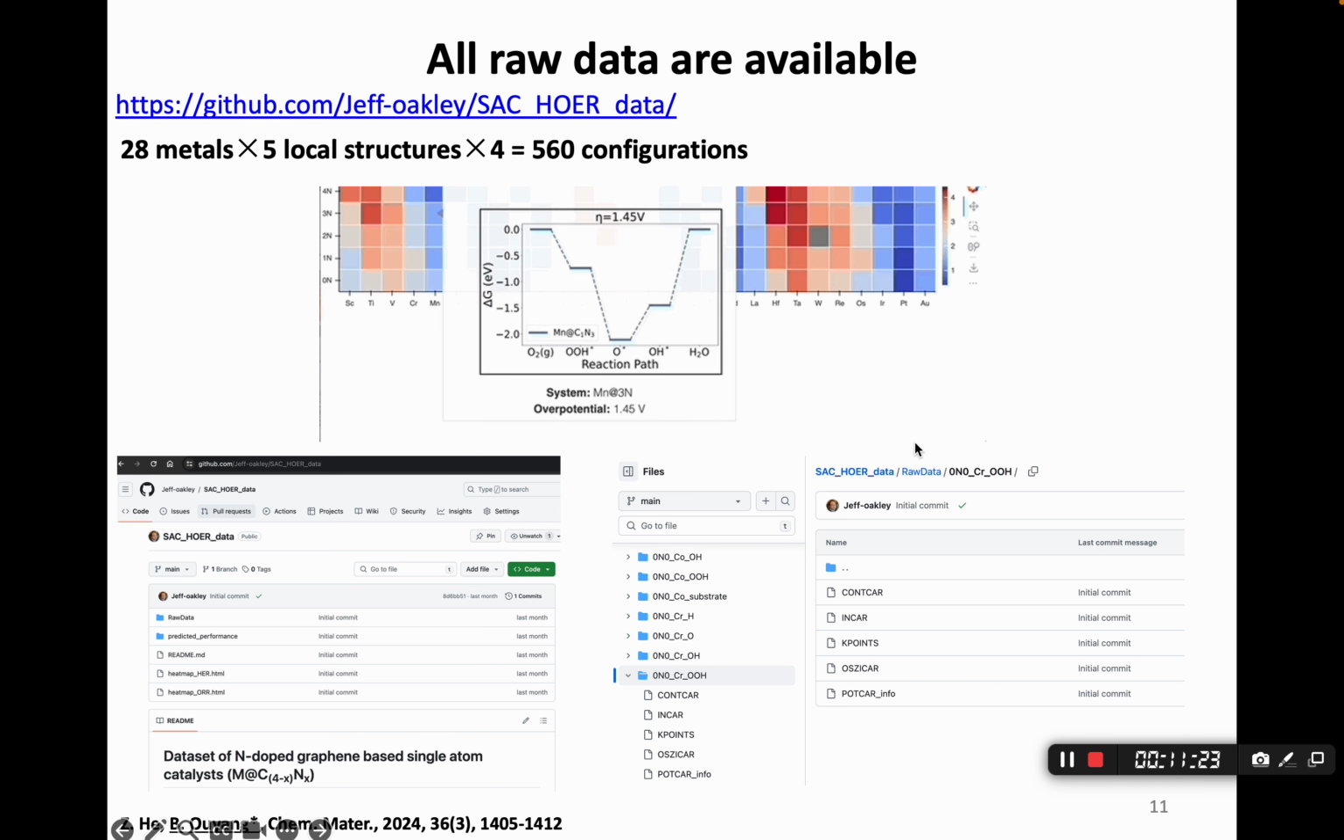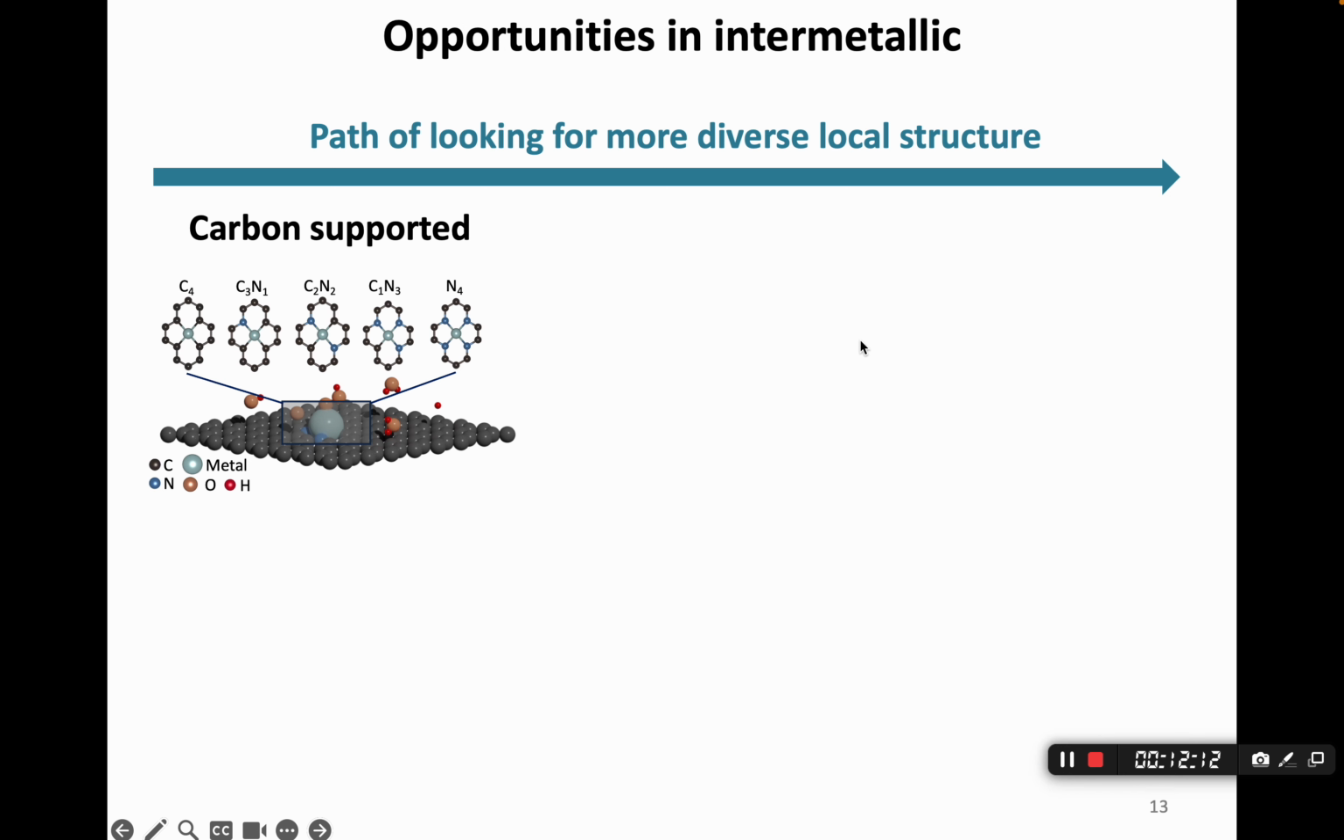All right, so that's a short conclusion. We realize the local environment can do something, but what it can do is pretty much limited by the transition metal species. You unfortunately have to deal with some special transition metals, so we have very limited space. Then I'm thinking maybe we should go to intermetallics.